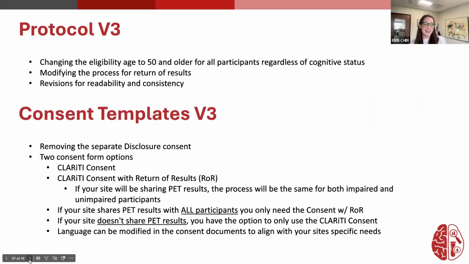All right, so moving on to some updates, we have recently submitted a protocol change. So we're now going to be on version 3. So we will announce that as soon as that's approved with WCG. And then with that protocol change, we also will have a change in our consent templates. So a couple things that we just wanted to point out here. We are changing the age of eligibility to age 50 and older for all participants, regardless of their cognitive status. We're modifying the process for return of results a little bit, and I'll get to that when we talk about the consent templates.